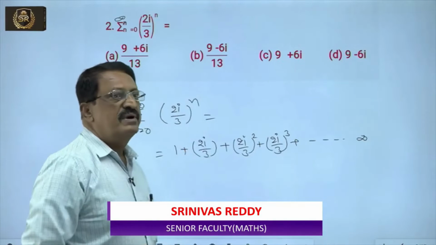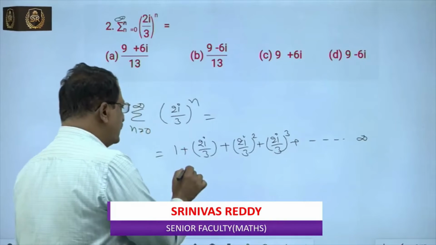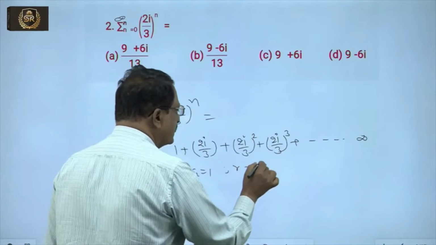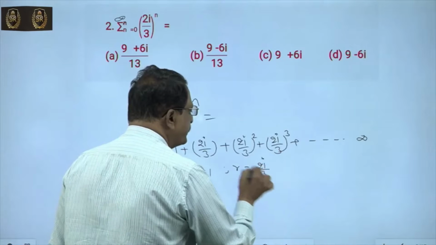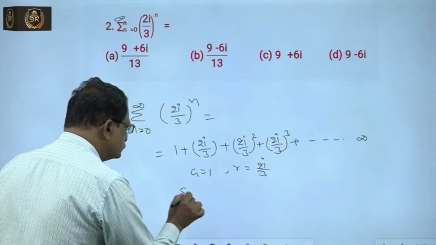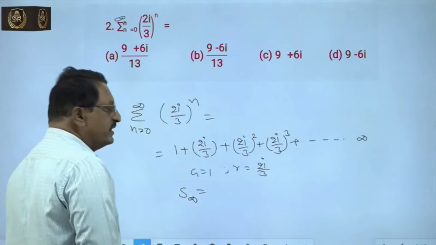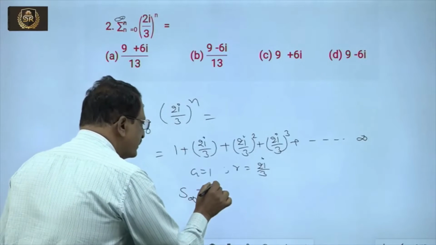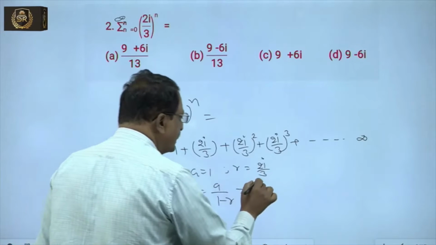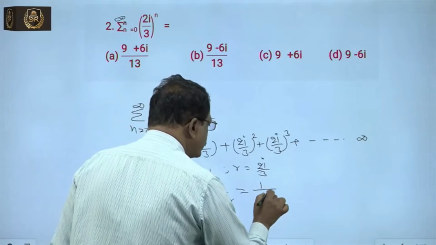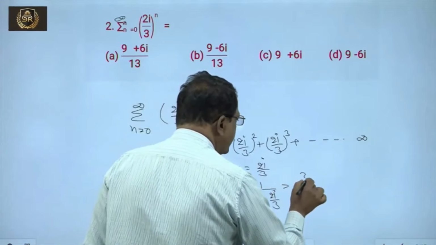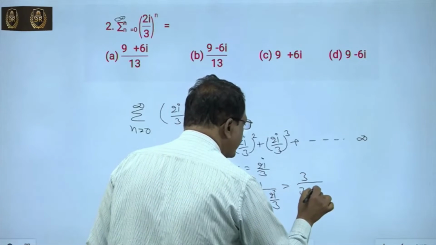Now it is a geometric progression. Here the first term a equals 1, common ratio r equals 2i by 3. Now S infinity, in an infinite geometric progression, the sum of infinite terms equals a by 1 minus r. That equals, here the value of a is 1, 1 by 1 minus 2i by 3. Take LCM as 3, we get 3 by 3 minus 2i.